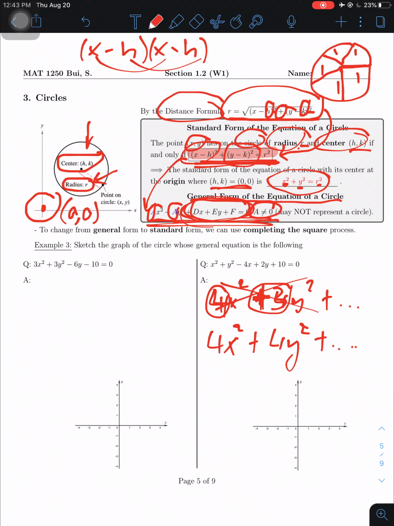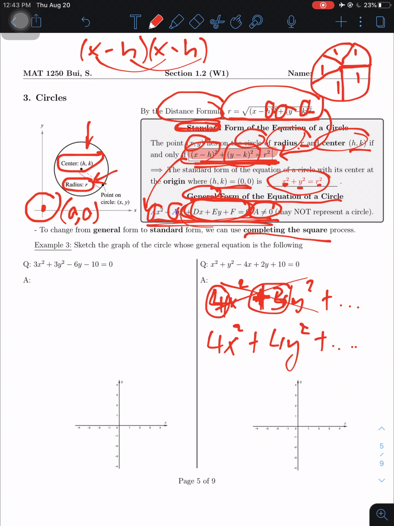So now, another thing before we get into the third example is that to change from general to standard form, for the name, the first formula that I want you to remember is called the standard form. And the general formula is the expanded version of the formula. But I would recommend you remember just the standard form of the circle, because that's the most useful equation in this class. Okay, so to do that, we have to complete the square.